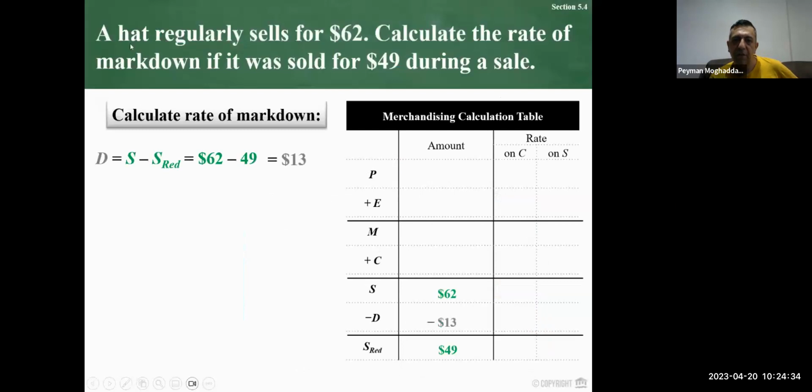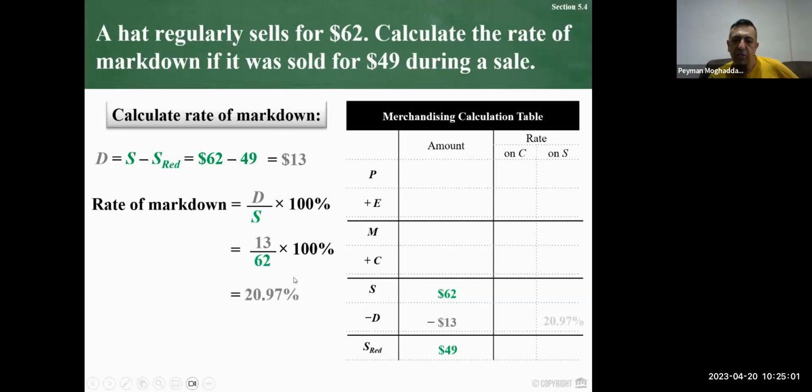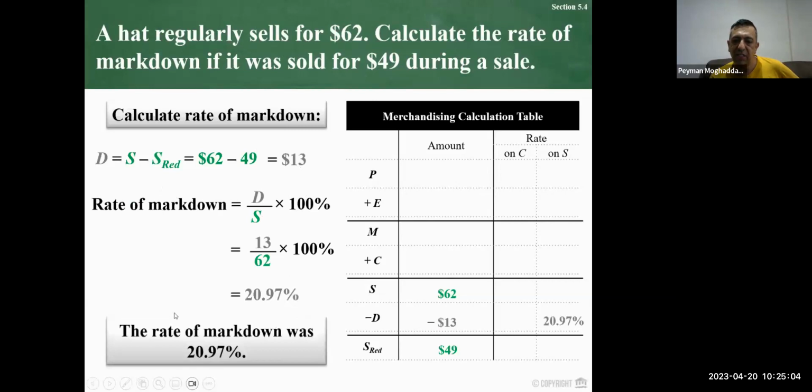So let's do an example here. A hat regularly sells for $62. Calculate the rate of markdown if it's sold for $49 during the sale. Okay, so it's going to be $62 minus $49. It's going to be $13 as a markdown. The rate of markdown is always comparing to the selling price. Okay, so it's not cost. It's going to be $13 divided by selling price multiplied by 100, so it's going to be 20.97%. The rate of markdown on the hat.